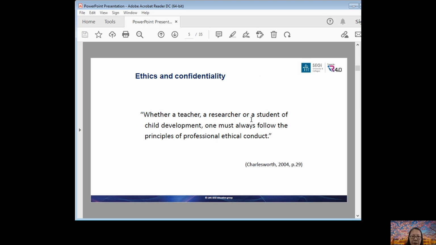Ethics and confidentiality. Whether a teacher, a researcher, or a student of child development, one must always follow the principles of professional ethics and conduct. Whatever profession you are in, there is an ethics of conduct that we should follow. As an early childhood educator, as a kindergarten teacher, what are the ethics that you should follow? As an observer, what are the ethics that you should follow?